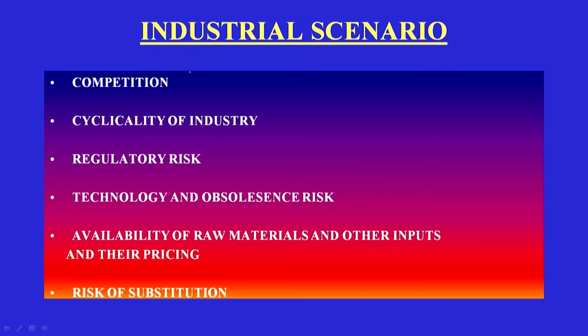Technology and obsolescence risk. Now, for example, we talk about the IT industry. In the IT industry, the obsolescence is very fast. We depreciate a computer system even in India at the rate of 33.33%. It means one computer system which is being purchased today has to be depreciated in the next 3 years. So, it's an example of the IT industry.